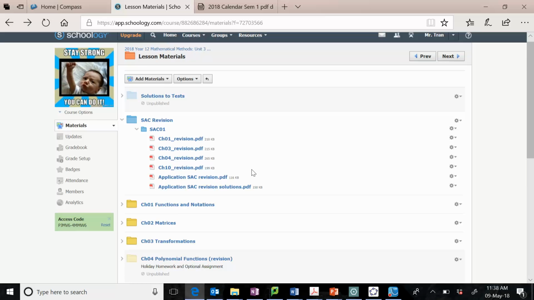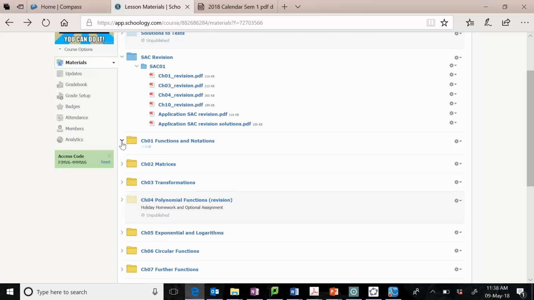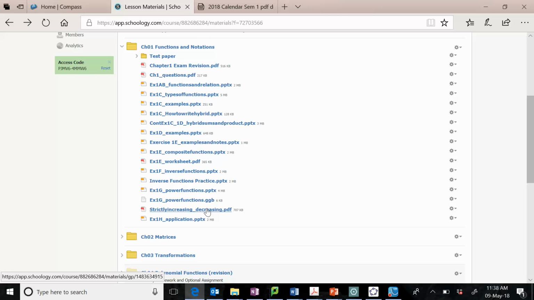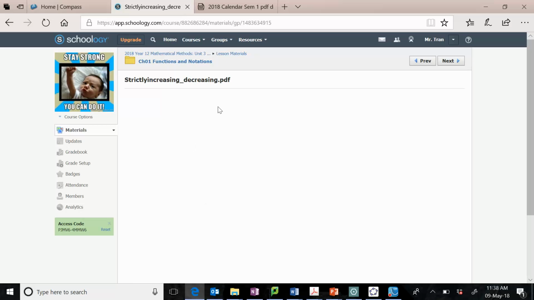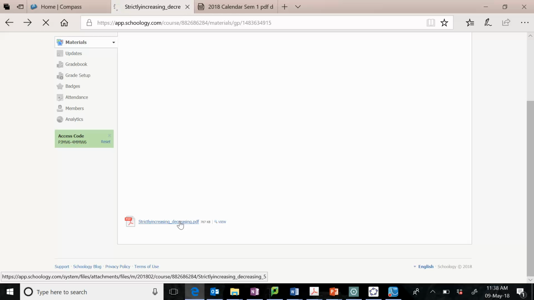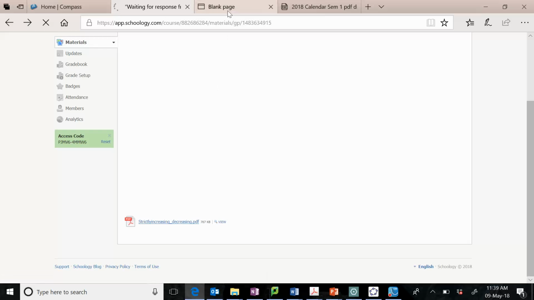But I remember putting it somewhere in here. Was it in chapter 1? Function. Yeah, there we go. Strictly increasing, decreasing. Oh, it's not loading. I just opened this one. Come on.